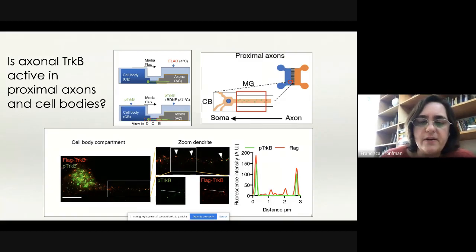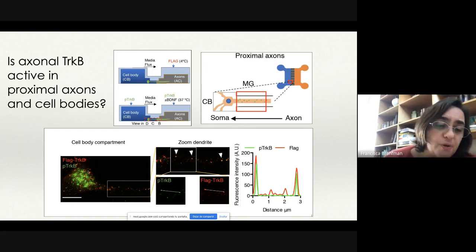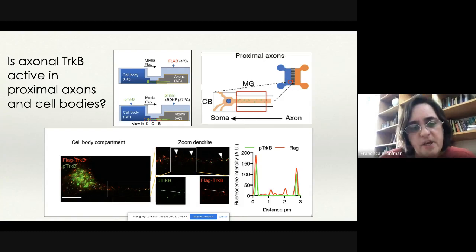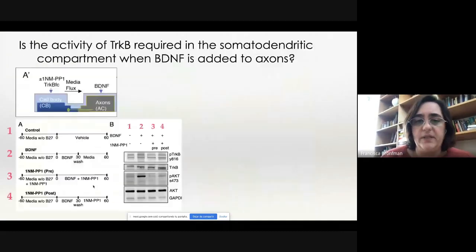So what you see here is a sum of FLAG TrkB and phospho-TrkB in proximal axons, very close to the cell body. What you can see is that there is a colocalization of FLAG TrkB with active TrkB in several of these axons. Also, you can see that there is an accumulation of active TrkB in neuronal cell bodies, suggesting that active TrkB is being transported from axons up to the cell body, and this is required to trigger signaling in cell bodies.